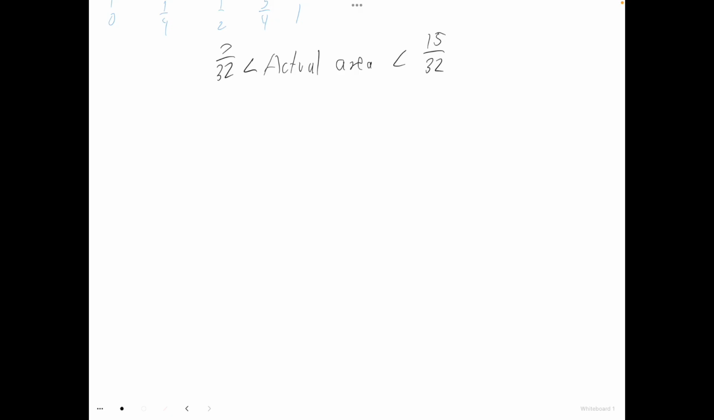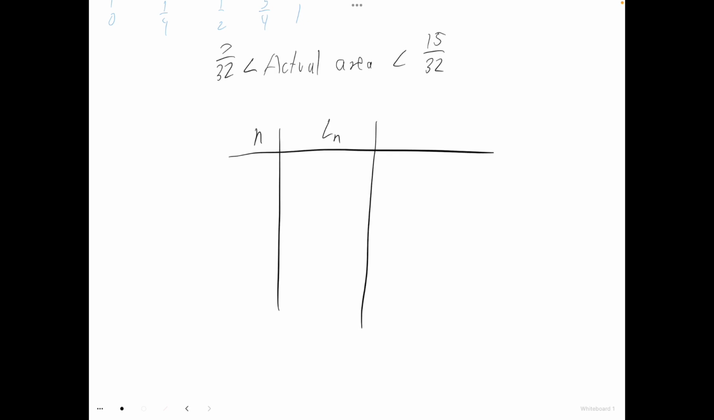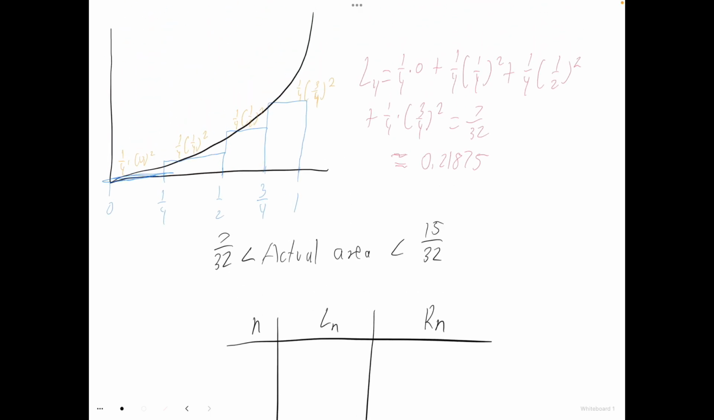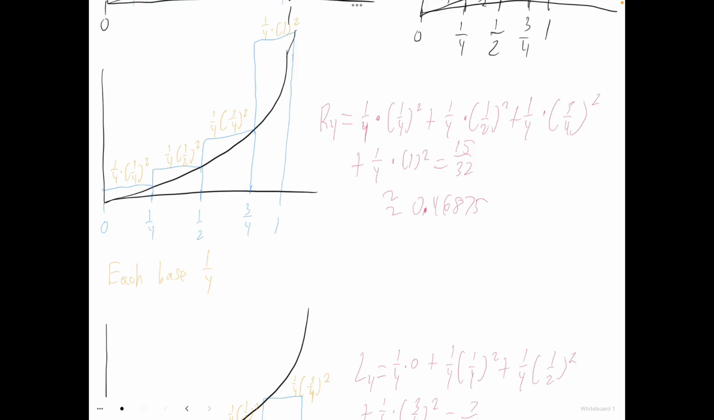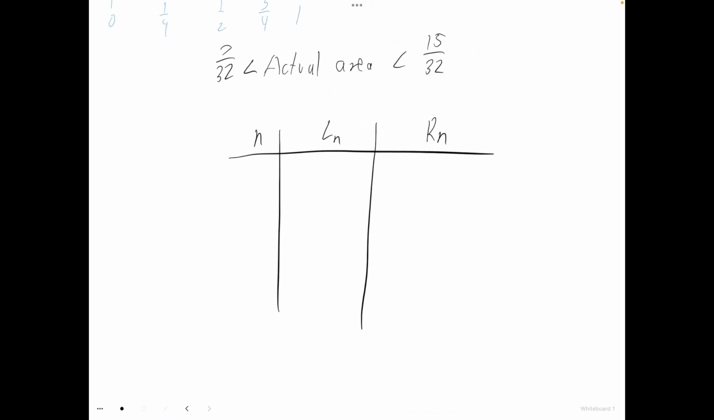So we're going to let n be the number of rectangles, and then Ln is going to be the sum if we use all left endpoints, and Rn is if we use all right endpoints. So just like we did before, Ln corresponds to the second one where we pick the left side of each of the things we're breaking up into, and then add them up. And then Rn is when we use the right side. And again, n is the number of rectangles.